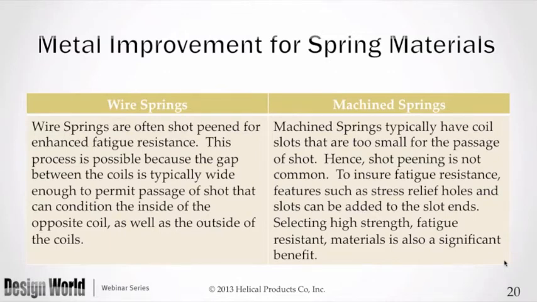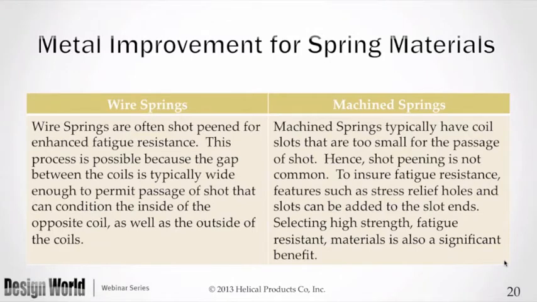Improvement of metal. I think we can skip the fancy words there and just say, can you peen machine springs? Wire springs can be peened, and I've done it, and so have many people. One of the reasons they can be peened is they have these wide slots, and the shot can go through and catch the ID of the spring. And while peening does things like change the length of the spring and a few other things, it still does help the spring metal, and that's a good thing.